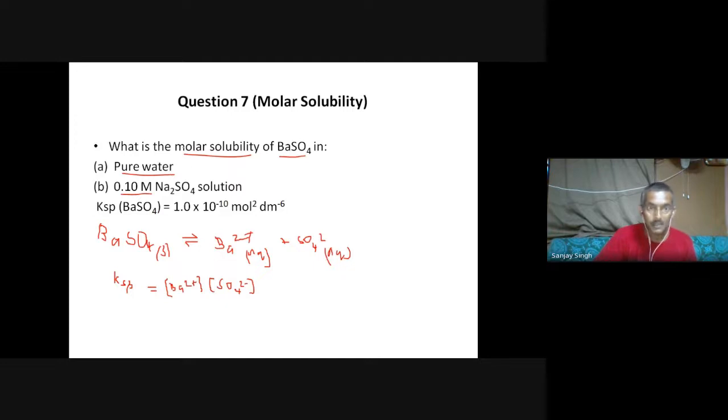So what is the KSP that's provided to you? Here the KSP for BaSO4 is already given, 1.0 times 10 to the power of minus 10. In this particular case, you want to find the concentration of Ba2+, and also the concentration of SO4 2-. That is known as molar solubility. Molar solubility means to find the concentrations using the KSP given. And the KSP given is 1.0 times 10 to the power of minus 10.